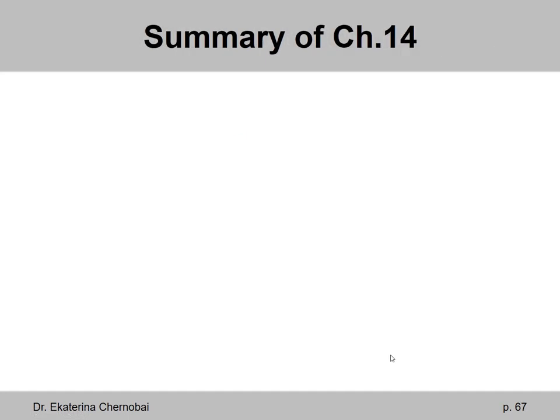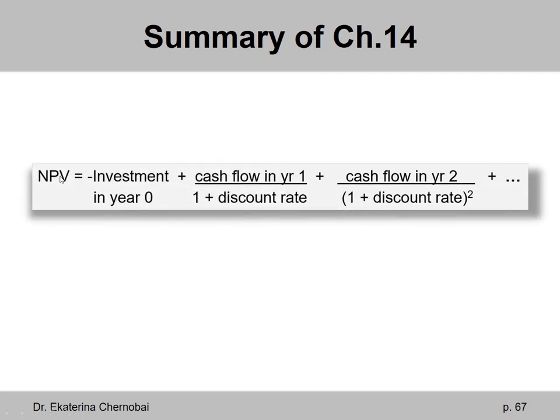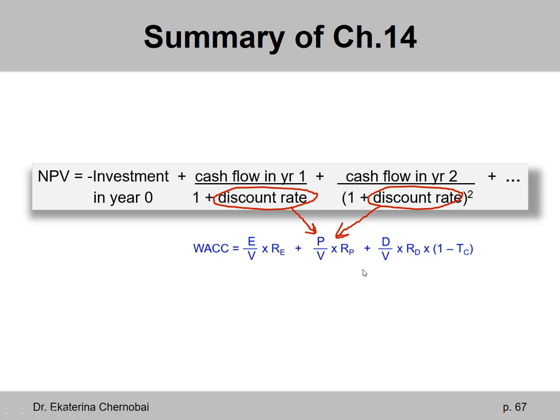Let's summarize the entire chapter 14. It's all about the net present value for a new investment project that some company is considering. By definition, the net present value for any project equals negative initial investment in year zero plus cash flow in year one discounted back by 1 year, so divided by 1 plus the discount rate, plus cash flow in year two discounted back by 2 years and divided by 1 plus the discount rate squared, and so on. So we would keep adding discounted future cash flows.